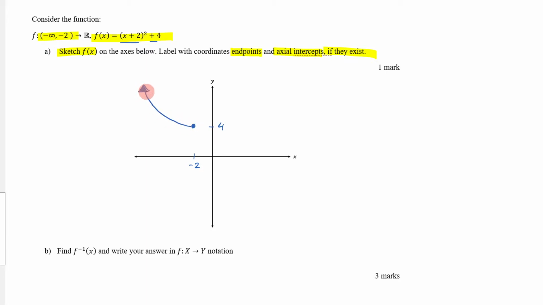It's also important that we recognize that, as you can see here, I've got a round bracket. So this shouldn't be a closed circle. It should be an open circle. And do you see how it says that we need to label our coordinates? That means it's (-2, 4). And that's it. That's what we have to do.